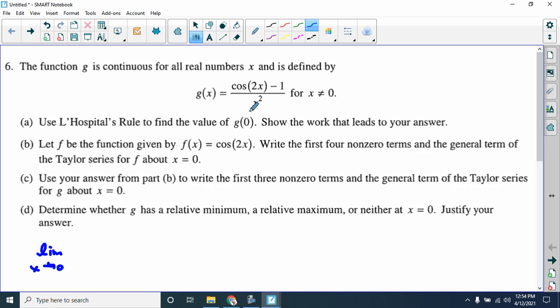So we want to take the derivative of the top and the bottom. Derivative of cosine of 2x is negative sine of 2x times the derivative of 2x. Derivative of the bottom is 2x. Plugging in 0 gives me sine of 0, 0 divided by 0. Bummer. Got to do it again.